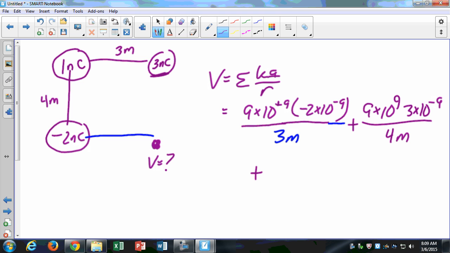Oh, this should be positive 9. K is 10 to the positive 9. Yeah, that's Coulomb's constant. It's on your equation sheet.